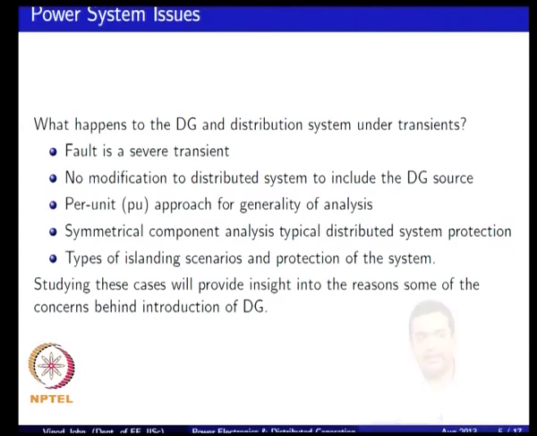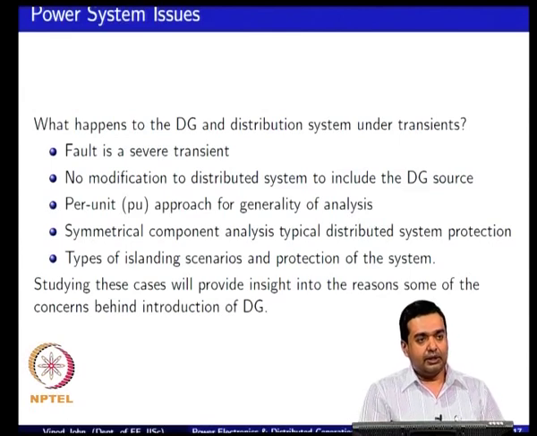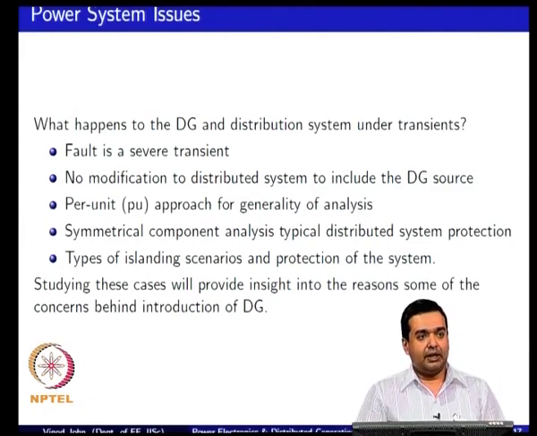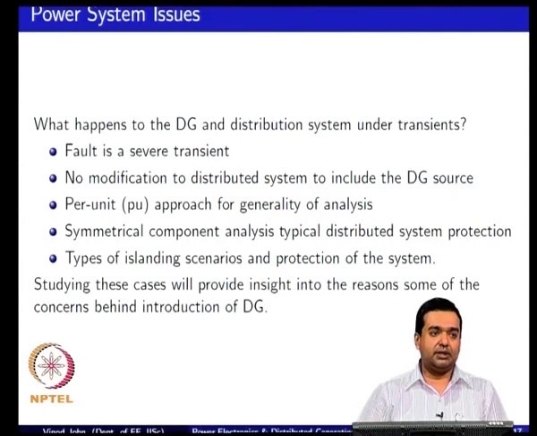So, we talked about 3 aspects of this course. The first aspect was power systems related, and as we mentioned, the fault is a severe transient, and you need to actually deal with a fault in a distributed generation system. And one of the basic requirements would be that you have the existing distribution system with its protection philosophy, and you do not want to modify the existing protection system when you add in the distributed generation source.